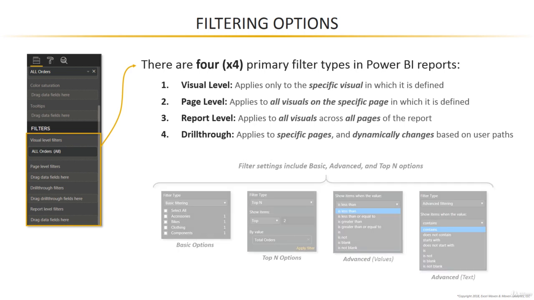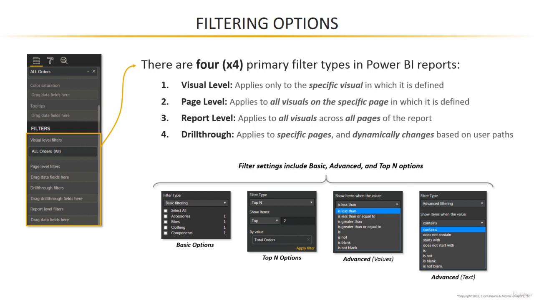Now, across all filters, you have a number of different settings. You've got your basic options, which are like checkboxes. You can select one, all, or multiple items. You've got top N filtering, which lets you say, filter down this visual or this page or this report to the top number of items based on some quantitative value. In this example here, we're filtering down to just the top 2 items based on total orders, which is a measure.